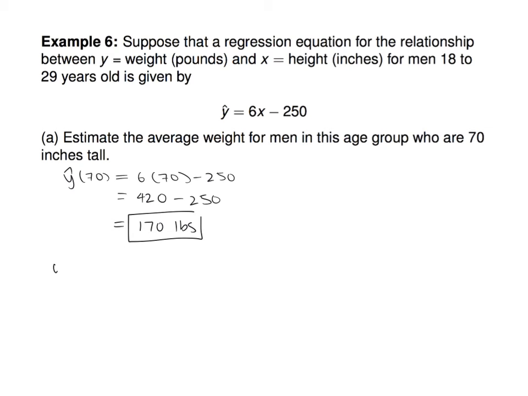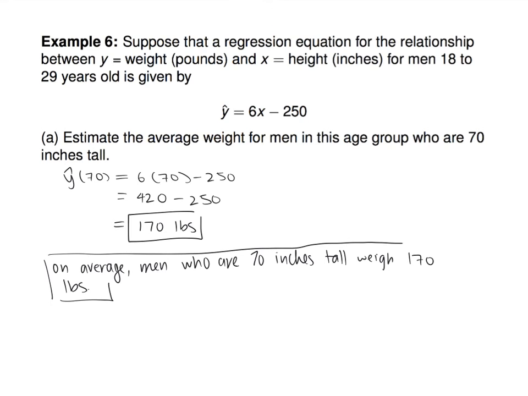So that tells us that on average, men who are 70 inches tall weigh 170 pounds. You will often have to summarize the things that you're doing into sentences, just because part of the purpose of this class is to teach you how to interpret things and communicate them properly. And then also note that you have to really say on average, because this doesn't mean every single 70-inch tall man weighs 170 pounds.